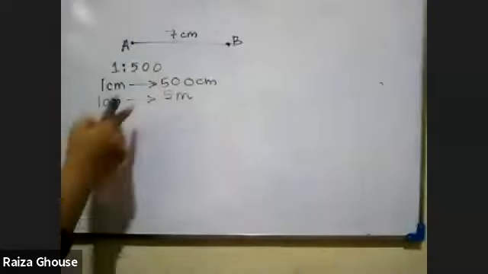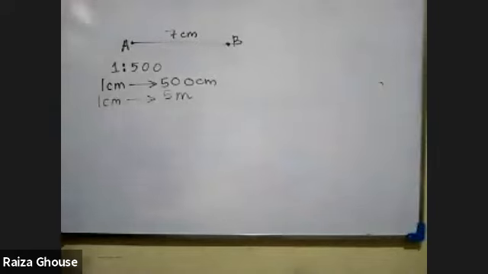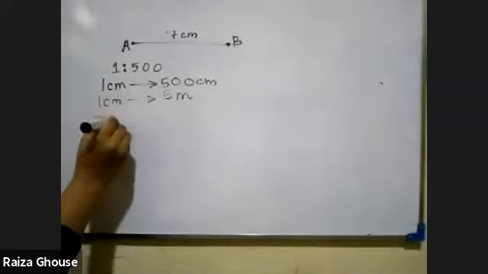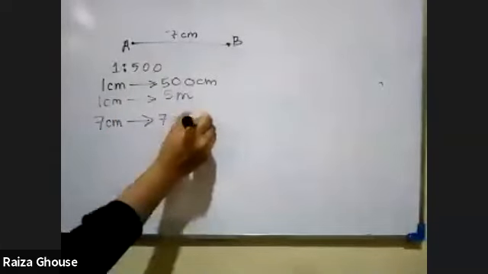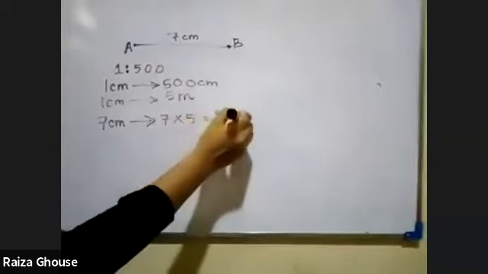So that means 5 meter is represented by 1 centimeter. Then what is 7 centimeter represented by? You have to multiply. 7 times 5 is equal to 35 meters.